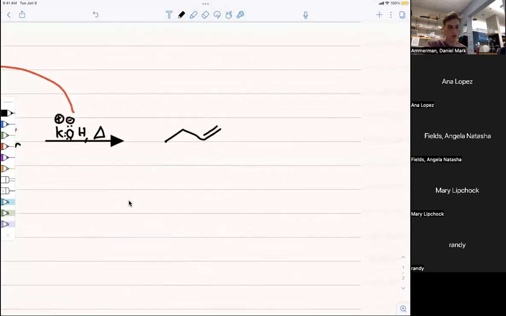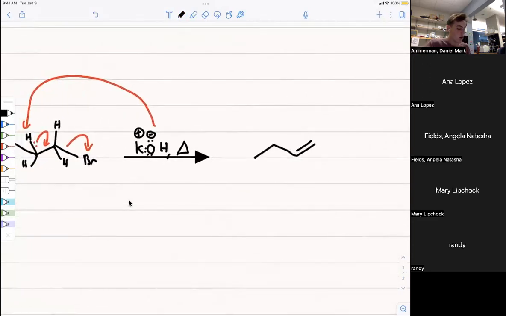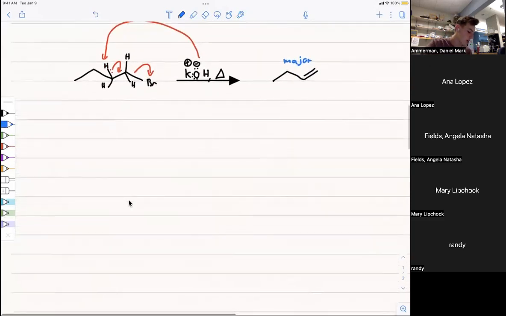And it makes this terminal alkene. And there's no minor product in this. We started with a terminal leaving group or a primary leaving group. So there's no other place this double bond could be made. So that's one example. Let's try a second one. And this time we're going to make it a little bit trickier.